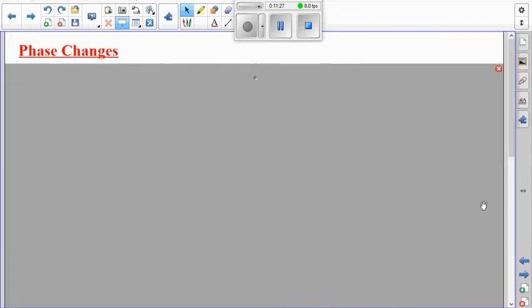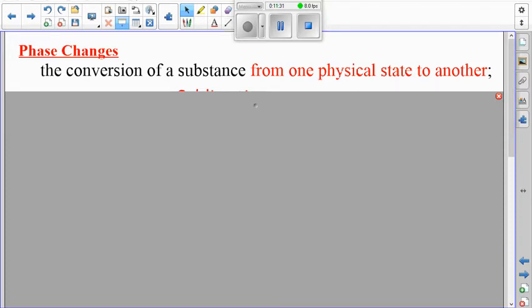Let's talk about phase changes. A phase change is the conversion of a substance from one physical state to another. You're going from one physical state to another.